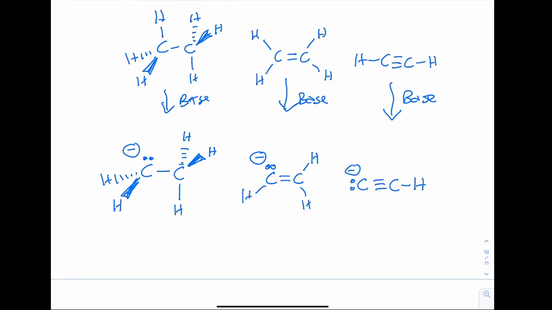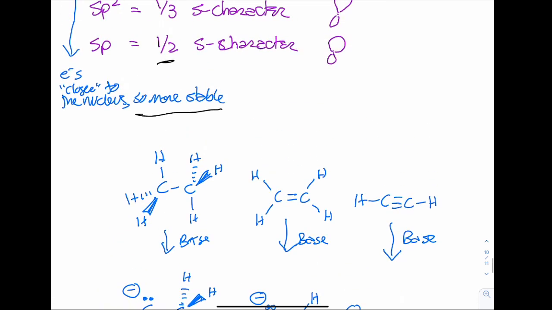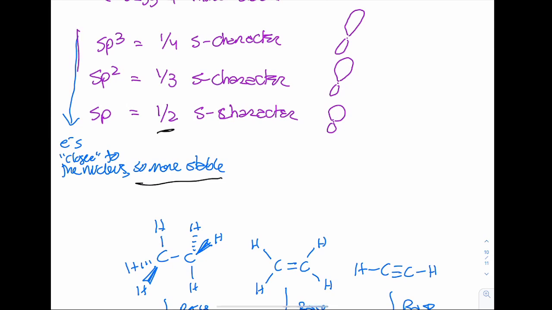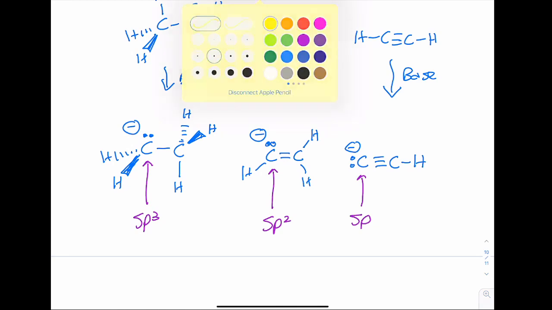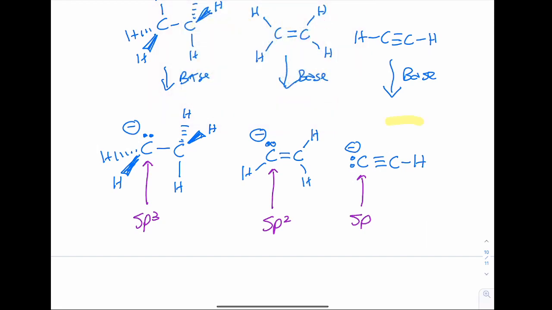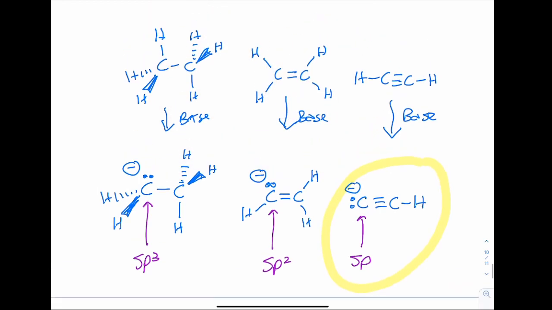So if I look at these, this carbon is sp3 hybridized. This carbon is sp2 hybridized. This carbon is sp hybridized. And we know that electrons in an sp orbital, if we go back up to this, are more stable because it has more s character, so they're closer to the nucleus. So because this conjugate base is more stable, this acid up here that I'm currently circling is more acidic.